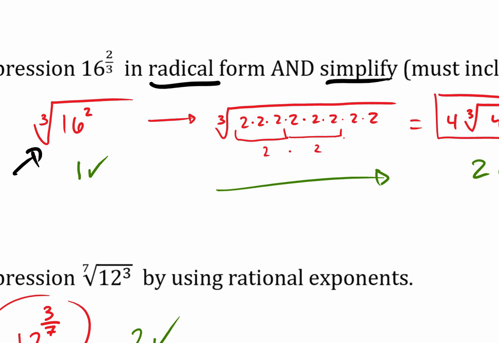So outside of my cube root, I've got 2 times 2, which accounts for this 4. And then I've still got a cube root of 4 left behind, a cube root of 2, 2.